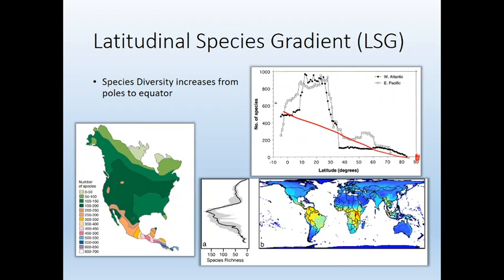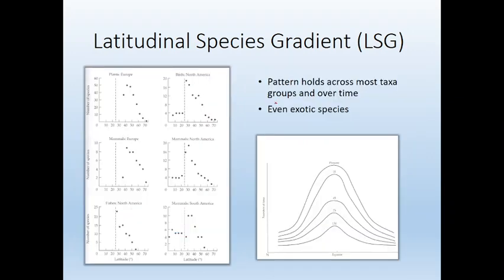But what we generally see across groups, whether we're talking about plants or birds or mammals or fishes, pretty much every continent, is that we always see an increase in species as you get closer to the equator. And what's interesting is we see this across time.